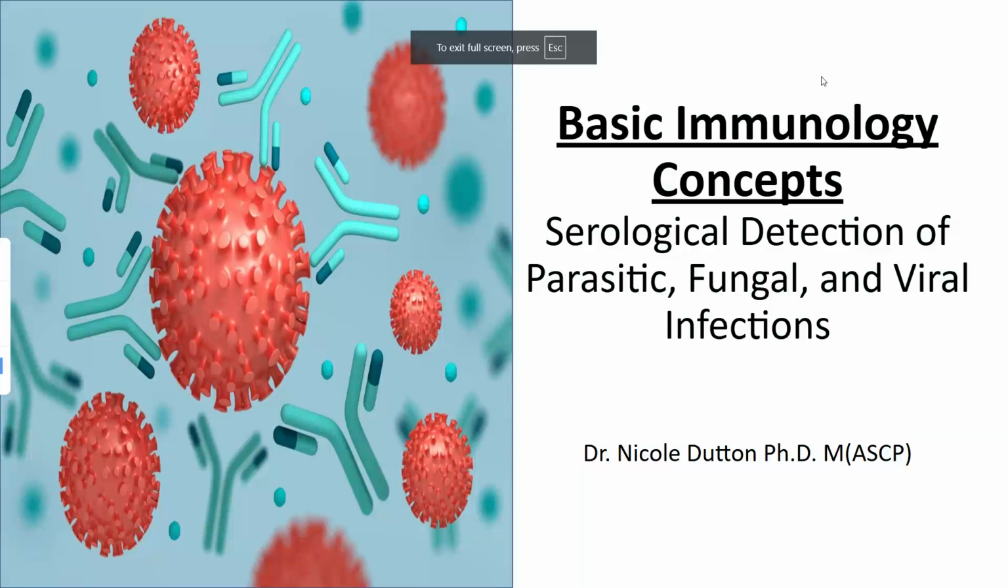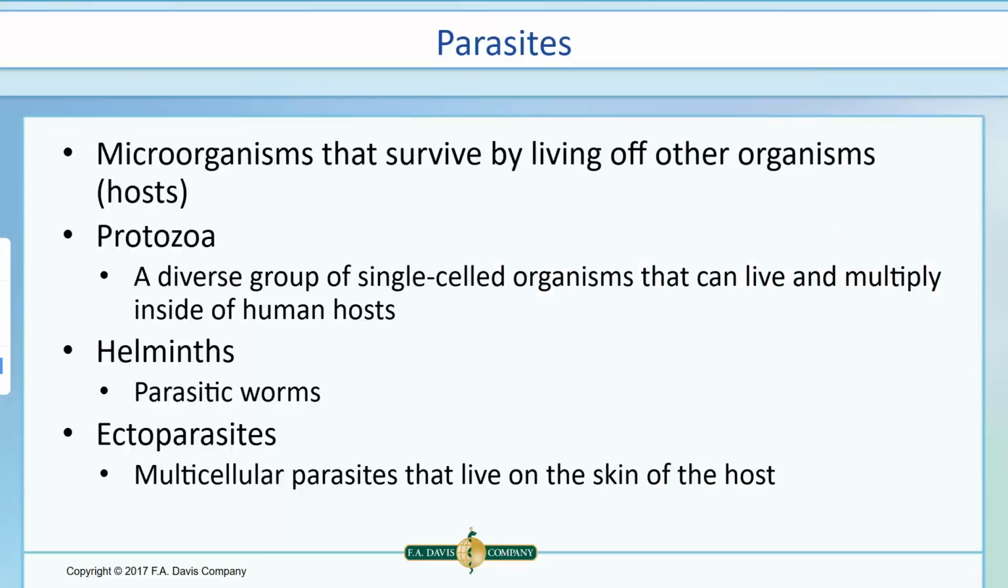Serological detection of parasitic, fungal, and viral infections. So parasites are microorganisms that survive by living off other organisms, known as hosts. There's three main types: the protozoa, helminths, and ectoparasites.